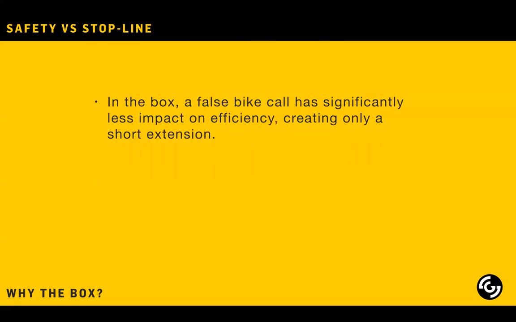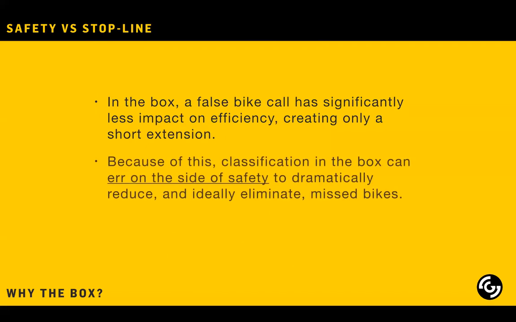Now, in the box, a false bike call has an impact on efficiency, but it's significantly less because we can create only a short extension. Since the impact on efficiency is less dramatic, we can err on the side of safety, to dramatically reduce and ideally eliminate any missed bikes. So we can do this much more accurate capture and detection of bicyclists in the box and still be more efficient. So that's the safety first approach. Always err on the side of safety.